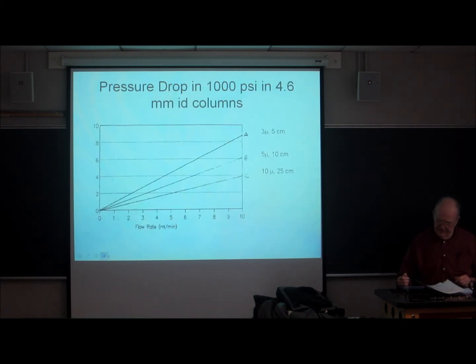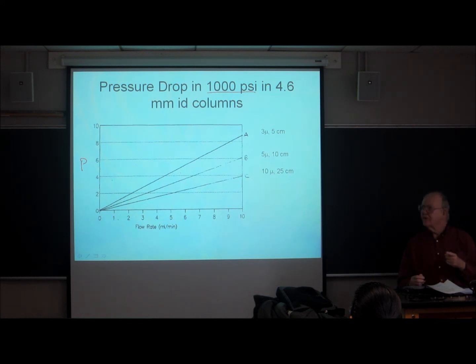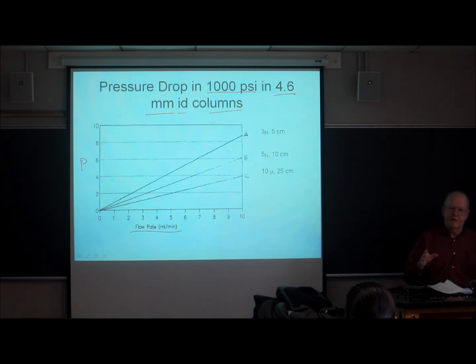So here's a plot of pressure. This is in thousands of psi. I'll remind you that 1 atmosphere is 14 psi, about. This is in a 4.6 millimeter ID column. Here's flow rate, not linear velocity, because what we set on our pump is flow rate. You don't set the linear velocity. The pump doesn't know what the diameter of the column is yet. They'll figure out how to make it know that soon.